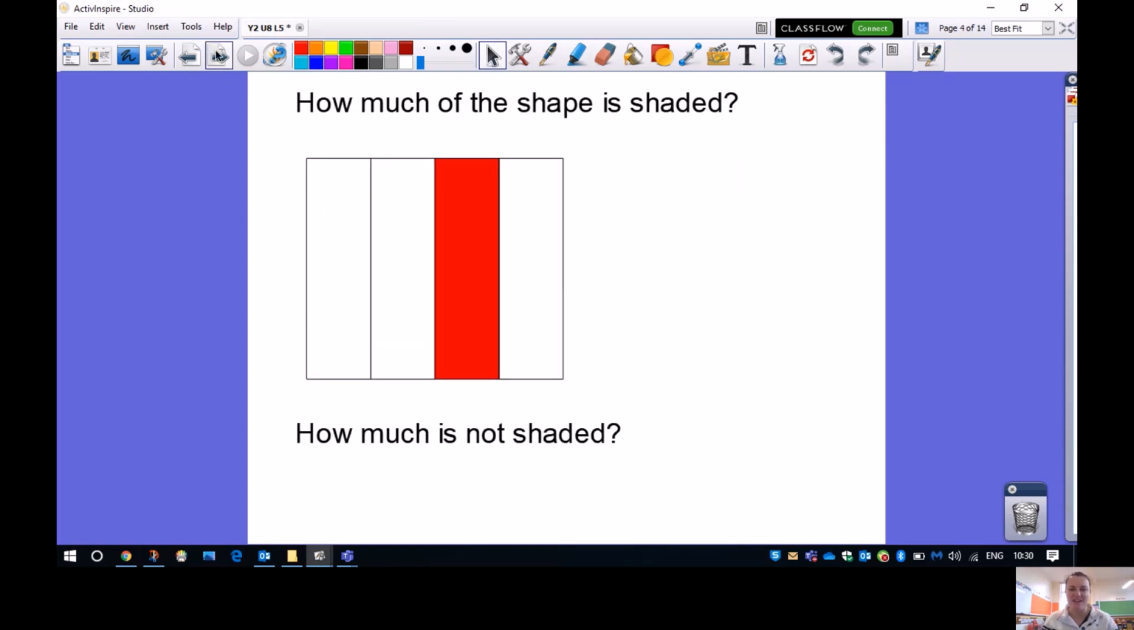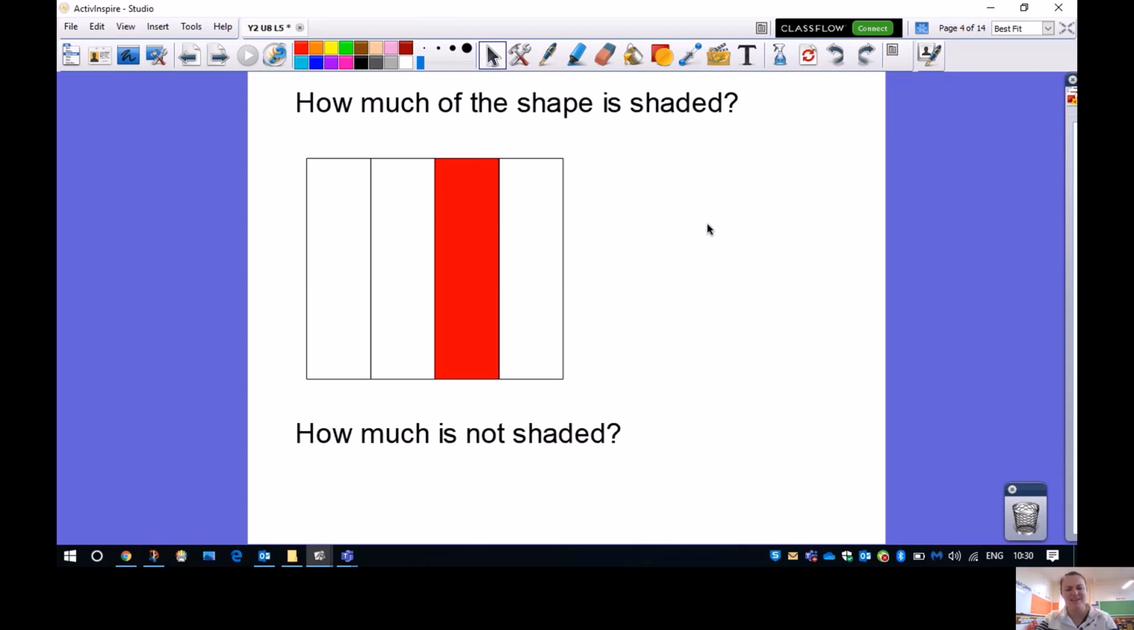So how much of this shape has been shaded and how much is not shaded? First of all, let's have a look at our whole. Our whole is 1, 2, 3, 4 parts. And if a shape has been split into 4 parts, we say it's been split into quarters. So how many parts of this shape has been shaded? 1 part of this shape has been shaded. So 1 out of the 4 parts have been shaded, and we call this 1/4.